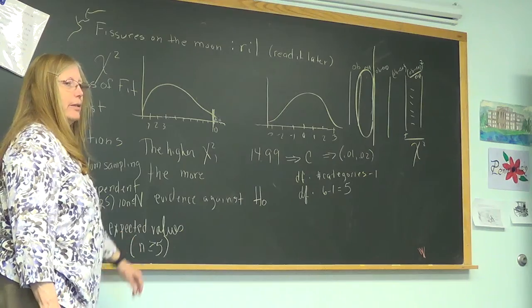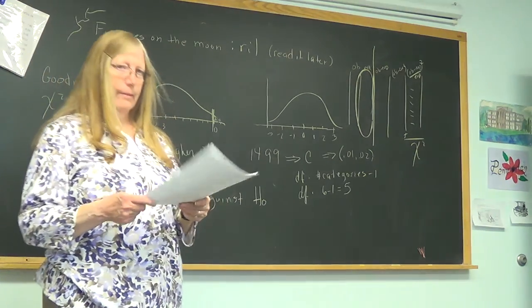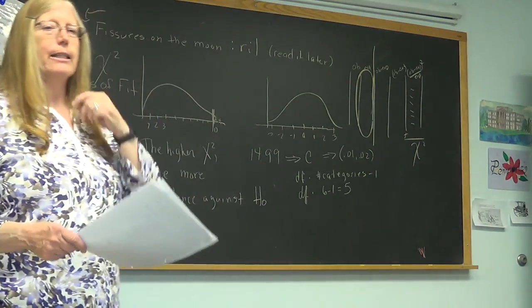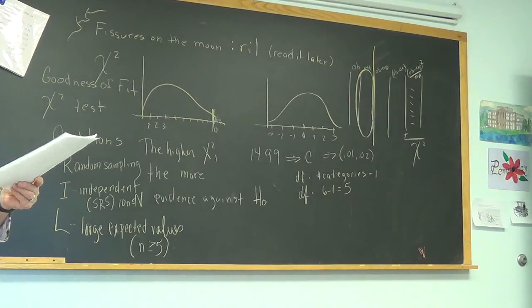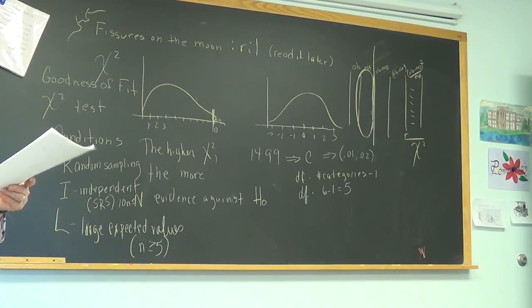N is expected value. All the observed counted together, or all the expected counted together? Expected. Counted together or individual? The sum of them? No, each one.